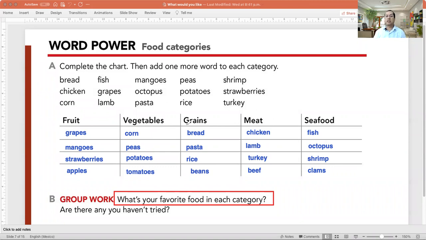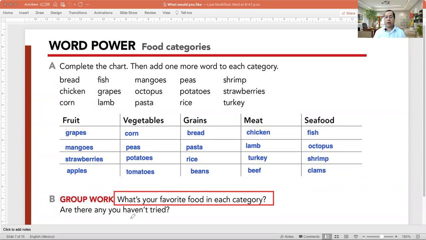For grains, you can just go about the same. You say bread is my favorite food in this category. In meat, what is your favorite food? You can say turkey is my favorite food, or lamb is my favorite food, or pork, which I didn't write here. What about seafood? What is your favorite food? Regarding seafood, is it shrimp? I think shrimp is my favorite food.